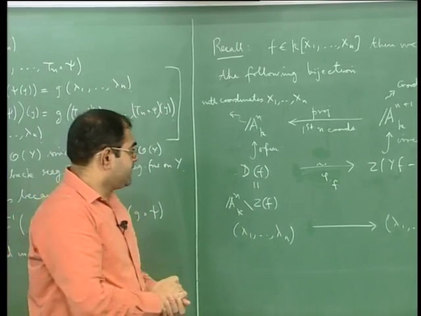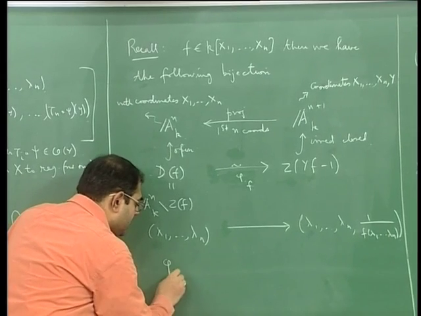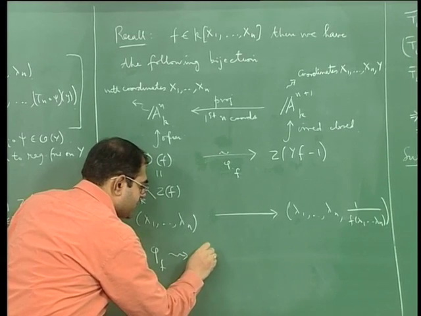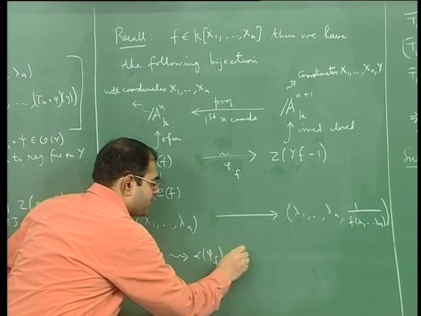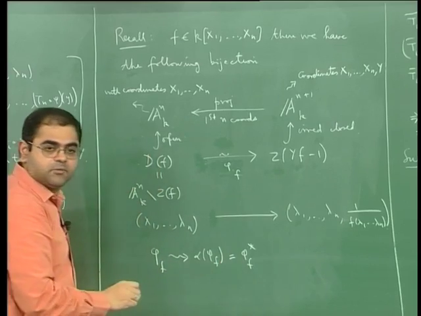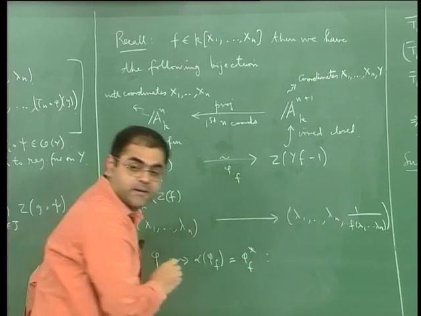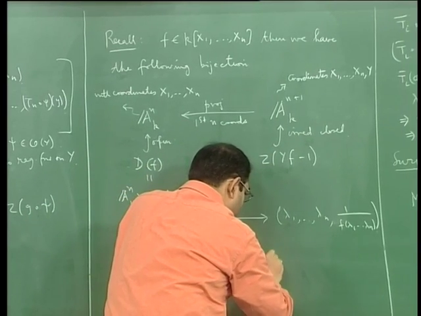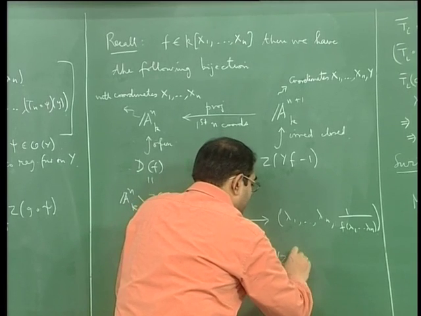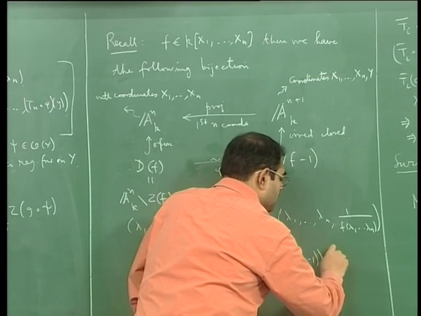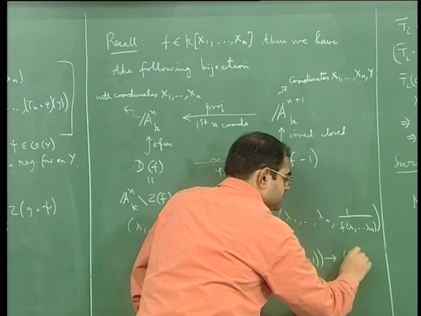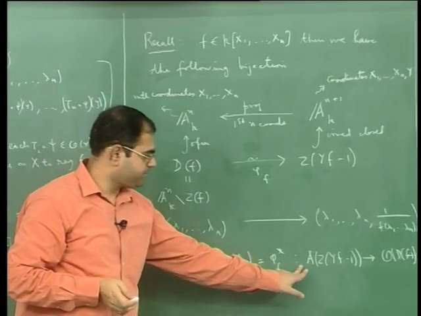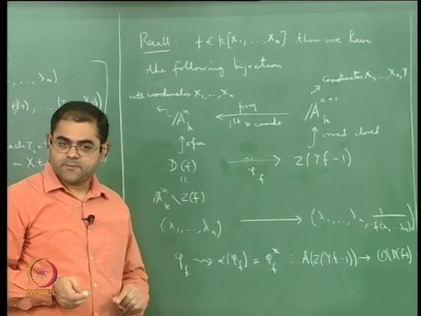Then this phi sub f will induce a pullback map, phi sub f star. And what is a pullback map? It will go from the regular functions on the target, so from A of Z of yf minus 1, to the regular functions on the source. This is what you will get, okay. This is the pullback map.